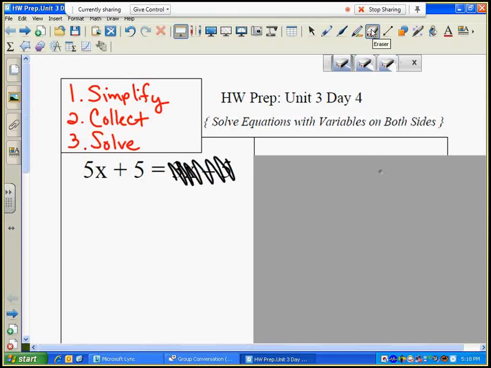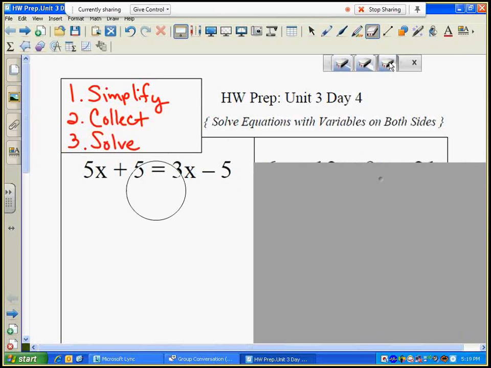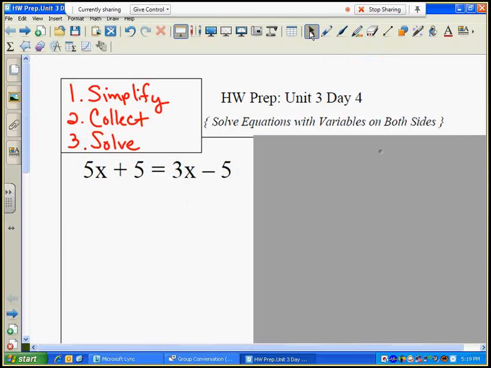So we're good there. As we look over at the right side, we've got 3x minus 5. Well, we can't subtract a 5 from 3x because the 5 doesn't have an x. My point is that both sides of the equation are simplified. Then we want to go to number 2. We want to look at collect.